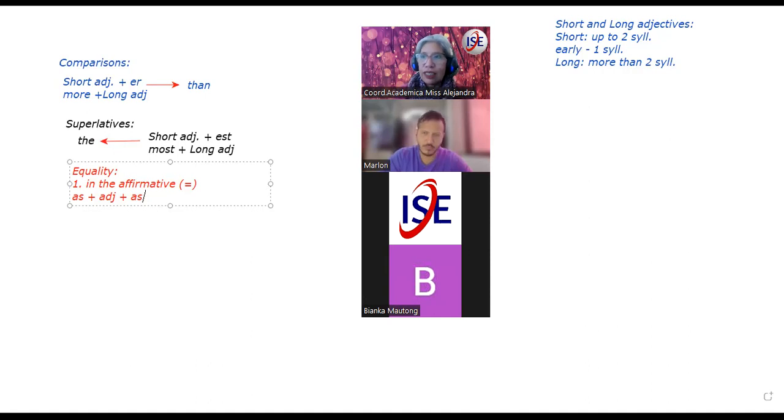Math has always been considered as difficult as calculus or as science. So math and science are equally difficult. Boys are as active as girls. So both boys and girls are active. And secondly, equality in the negative changes. It's not equality, but inequality.